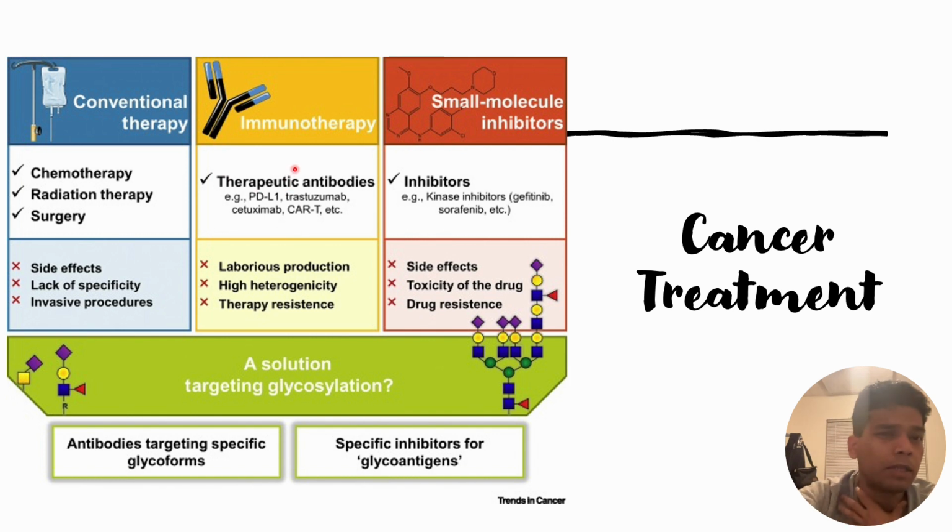The next therapy is immunotherapy, where antibodies are generated against a specific antigen, such as CAR T cell therapy, cetuximab, trastuzumab, and PDL1. All these immunotherapies can target the antigens that are predominantly present on the tumor cells. However, the disadvantage of these immunotherapies is that the production process is very laborious, and due to the high heterogeneity, one antibody cannot be applied to large populations.